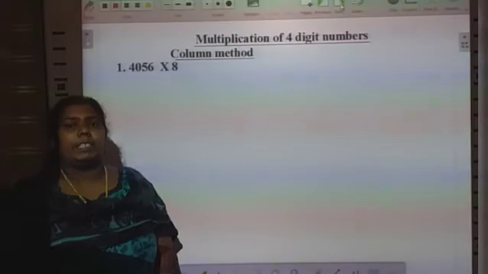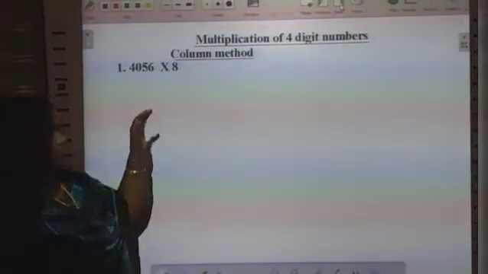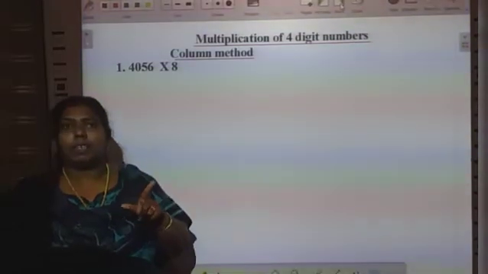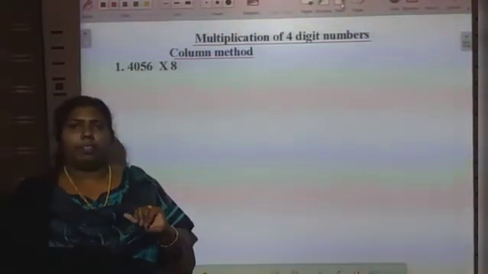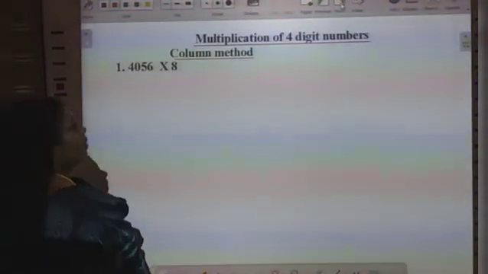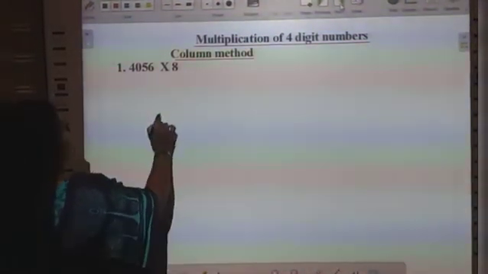Next, multiplication of 4-digit numbers. Okay. Here we are using two methods, isn't it? What are they? Column method and lattice method. Do you remember? Yes. Column method and lattice method. See here, first the column method. We are going to see the column method here. How can we write?